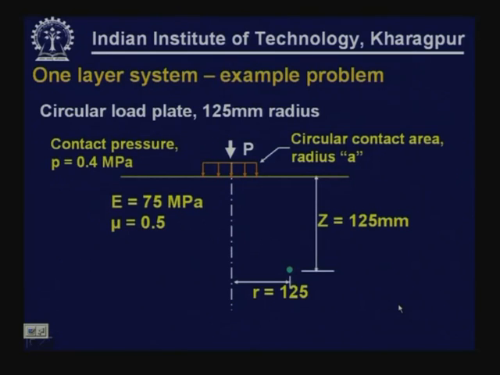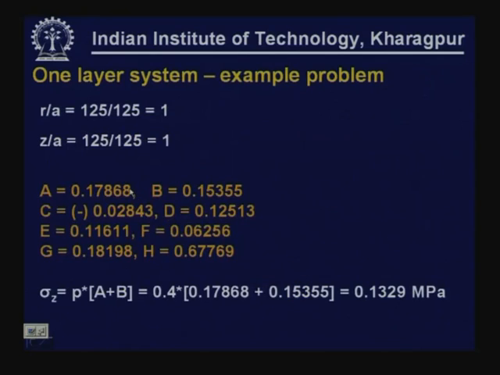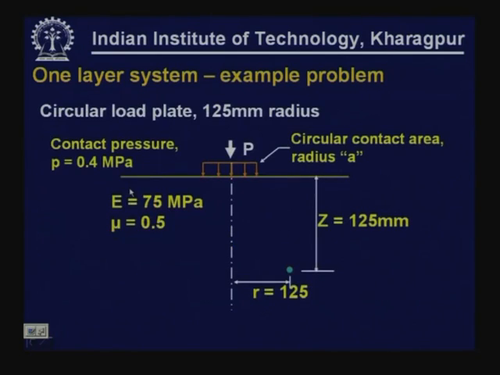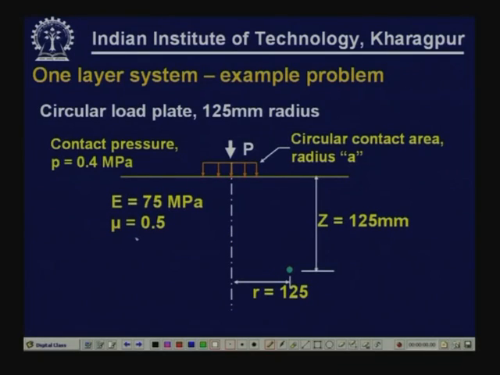We will take up an example problem here. In this case, we have considered a circular load plate of 125 millimeter radius. The elastic system has a modulus value of 75 MPa and Poisson ratio value of 0.5, and we are considering a point which is at a radial distance of 125 millimeters and at a depth of 125 millimeters from the surface. We assume this to be a circular contact area, and the contact pressure is assumed to be 0.4 MPa.